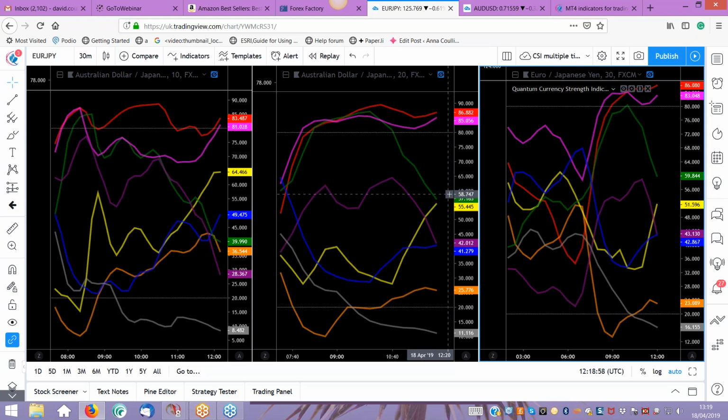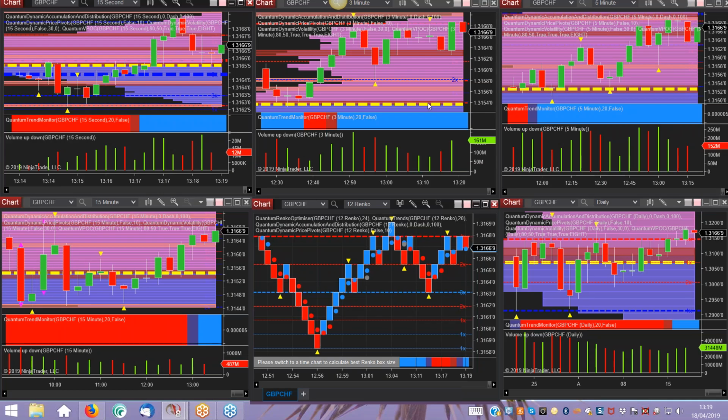As I say, my personal preference is I always like to look for reversals, because I like to get in early and maximize whatever return I can from a position in the market. But there's absolutely nothing wrong in jumping on a trend that's already underway. Let's just drop that back out of the way again. Here we are on the pound Swiss.